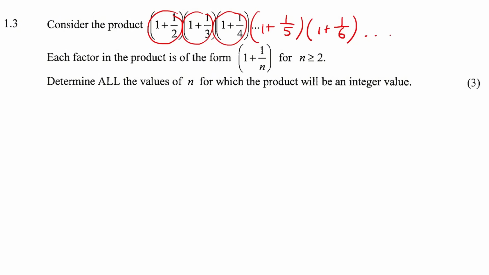Now, they said that each factor in the product is in the following form. So they're saying that each part looks like this, and we can see that. Here we've got a 1 plus, here we've got a 1 plus, here we've got a 1 plus, and they said that n is bigger than or equal to 2. So what that means is the first n is 2, and we can see that over there. And then the n just goes up by 1 each time. Okay, so we understand the picture, and obviously it would keep going on and on. Determine what the values of n can be so that the product is an integer. So let's talk about that first. What is an integer?